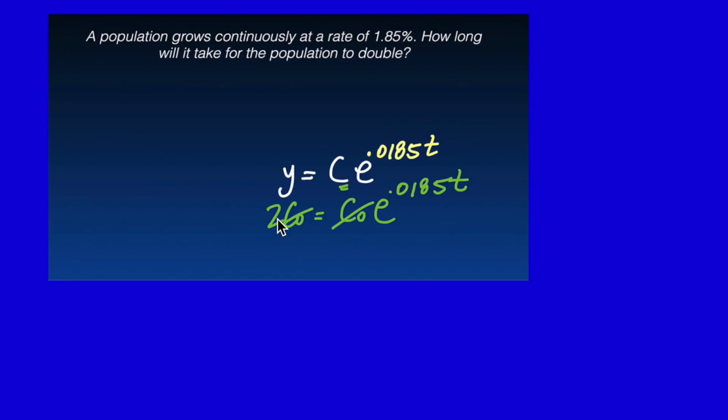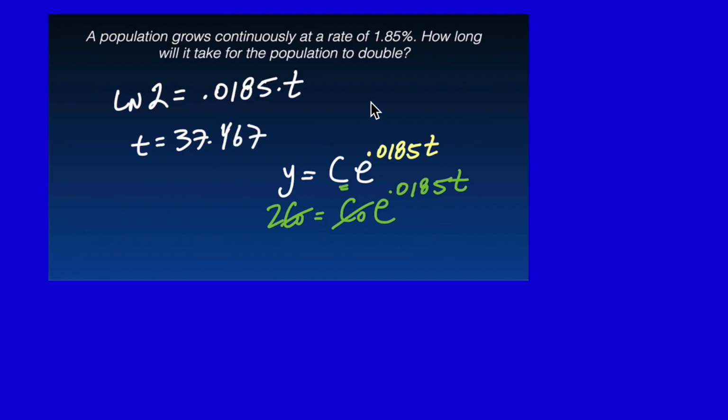So now we have this equation, 2 equals e to the 0.0185t. We're going to take the natural log of both sides, and we're going to end up with the natural log of 2 being equal to 0.0185t. And when you do the math, you're going to get that the time is 37.467 years.